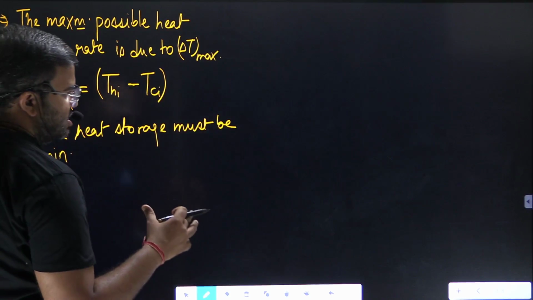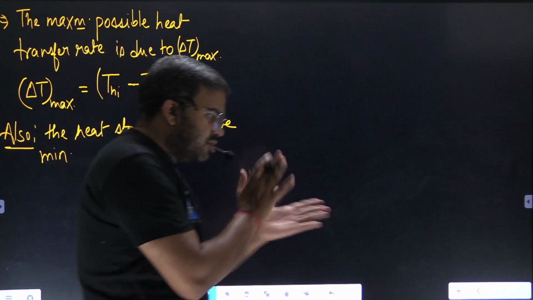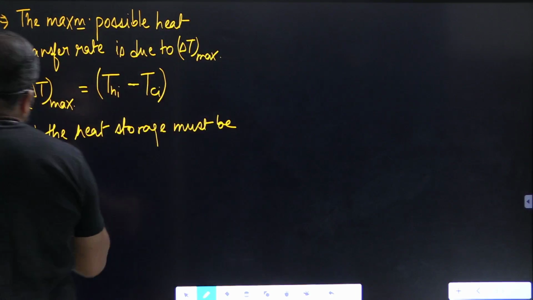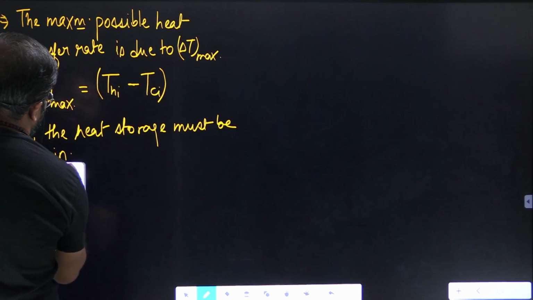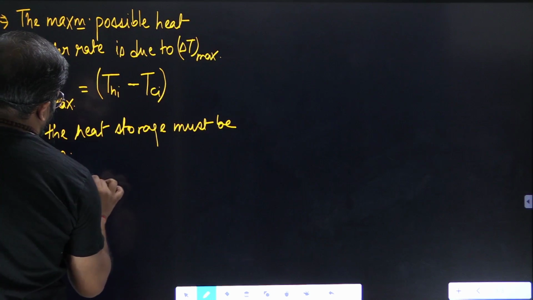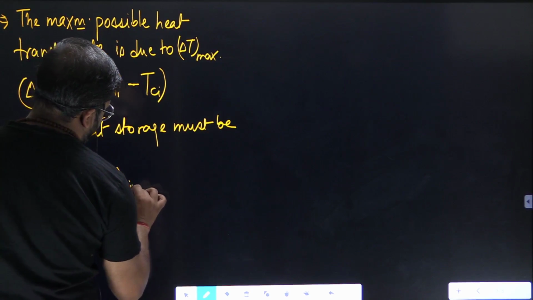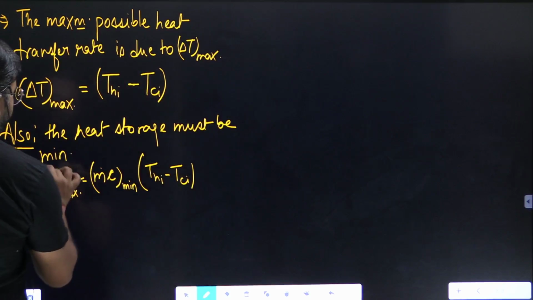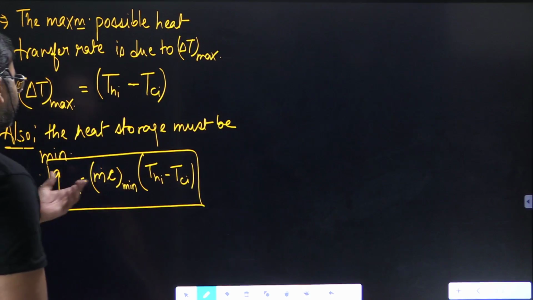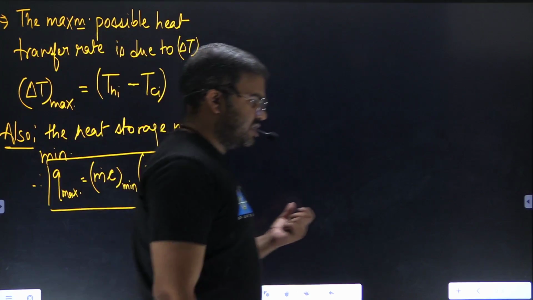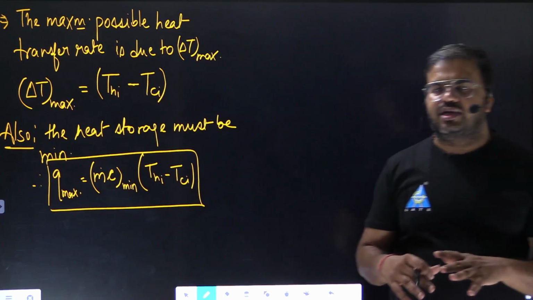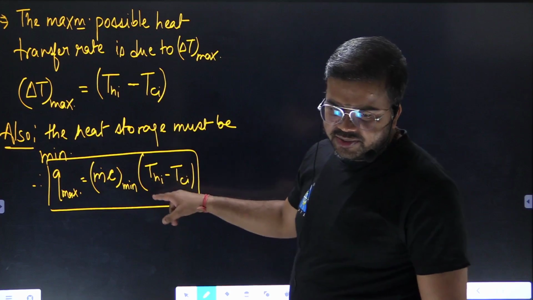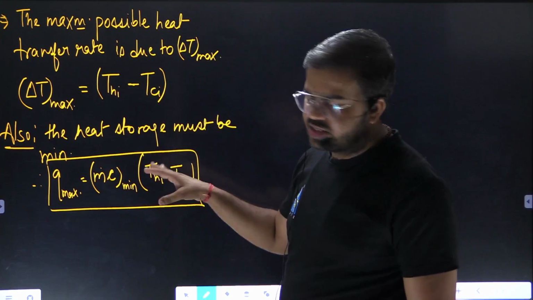If there is less storage, it means that there is more transfer. If there is less storage, there is more transfer, right? So therefore, Q max turns out to be m dot into C minimum times THI minus TCI. See, why have I taken m dot C minimum? This is the total heat storage capacity. If this heat storage capacity is higher, then it will store more heat. If it is lower, then it will dissipate heat more, right? So that is why we take m dot C minimum into THI minus TCI.